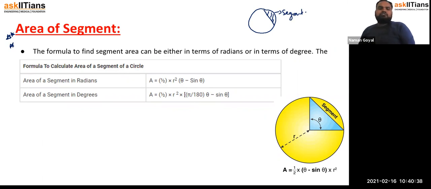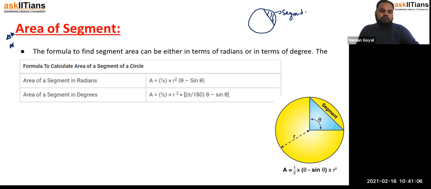Now see, there is a direct formula you can use for the area of a segment, but if I'm talking about NCERT, the formula is not given in NCERT. If we are not using the direct formula, and you are talking about your board exams, then it will be more helpful.